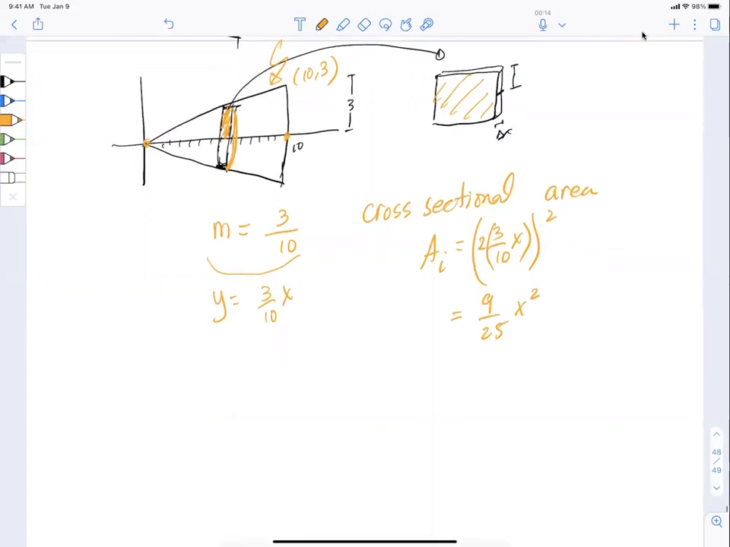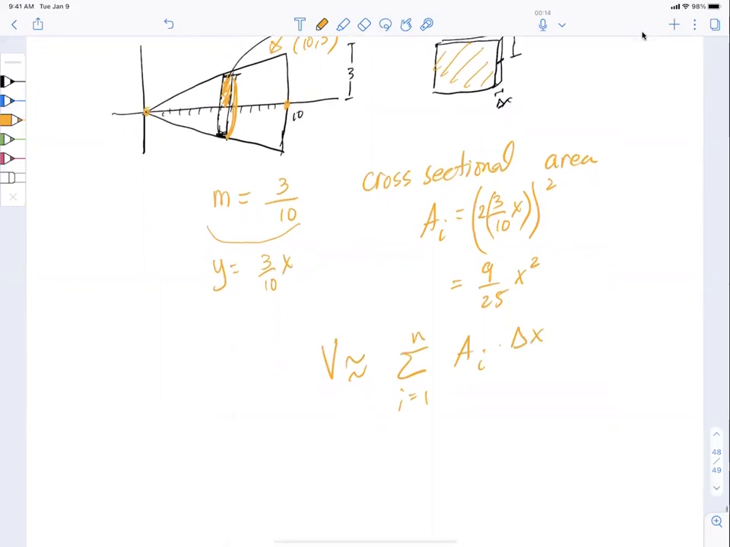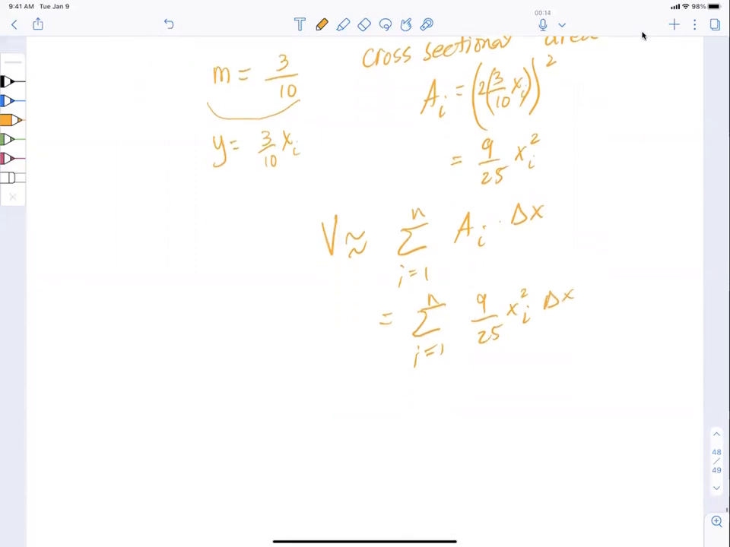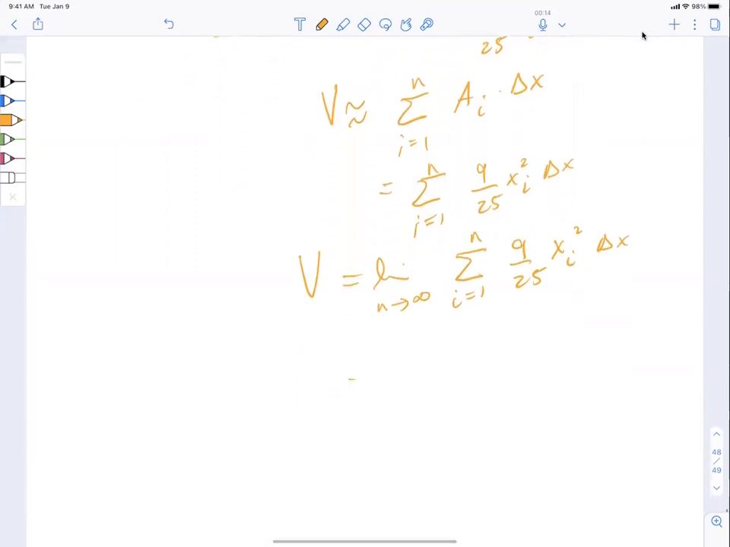And then to calculate the volume, the volume is approximately the sum i equal to 1 to n of the cross-sectional areas times delta x, which is the sum i equal to 1 to n of 9/25 x squared delta x, or in this case x_i squared, because remember those are for each partition piece. And the volume is exactly the limit as n goes to infinity, we play the same game, of 9/25 x_i squared delta x, which in this case is just the integral from 0 to 10 of 9/25 x squared dx.